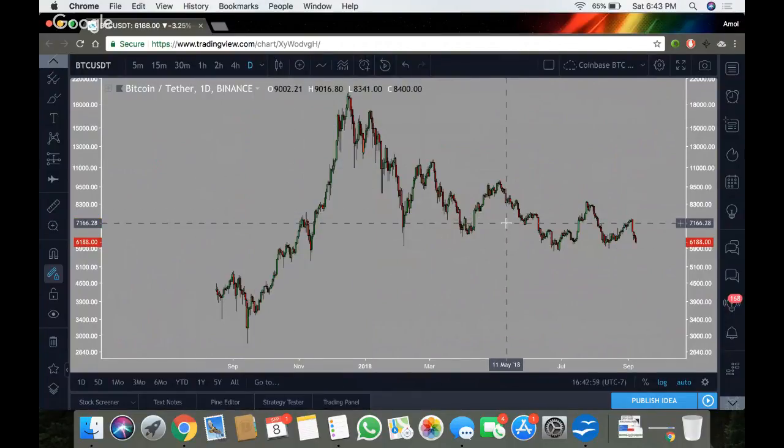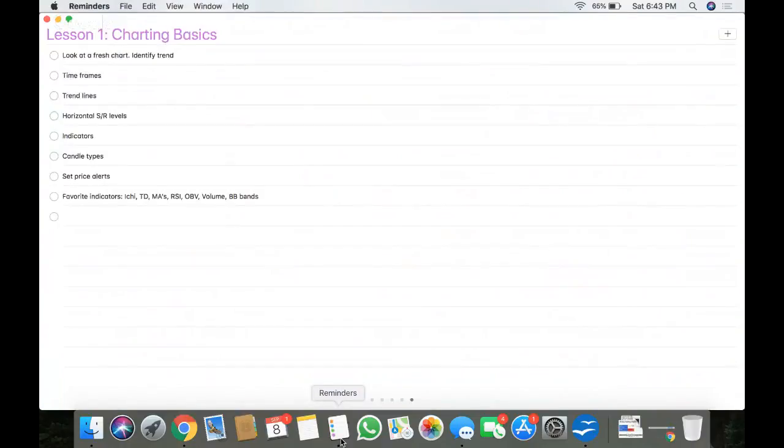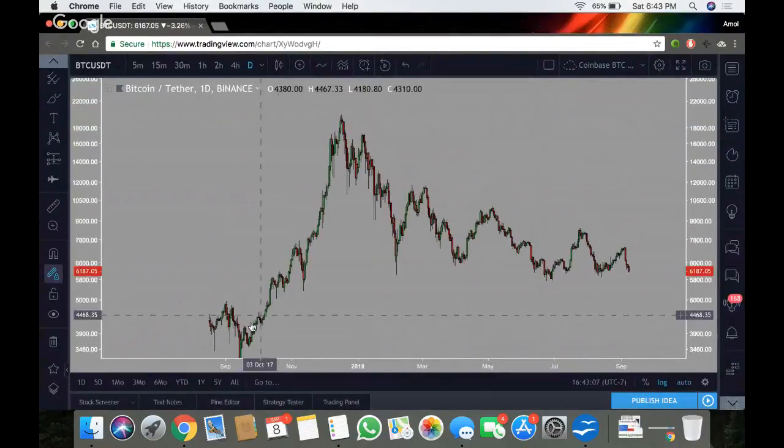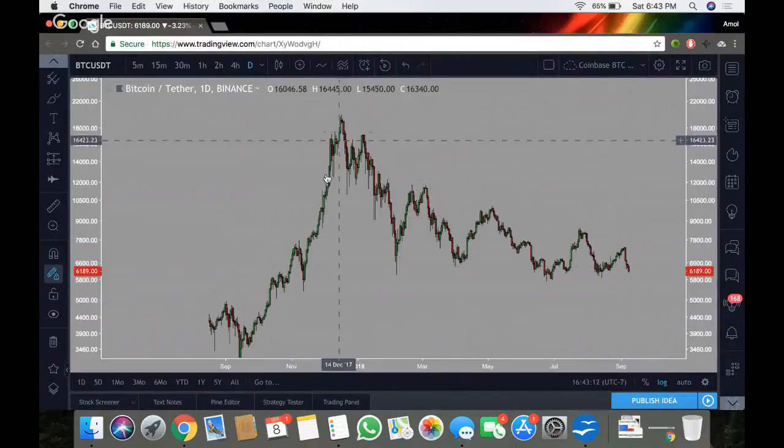And now we're looking at a fresh chart, right? So our first thing that we have to look at is identify trend, okay? So what does this trend look like? Now, if you were, let's just say you didn't see this part of the chart right here. What would this trend look like?